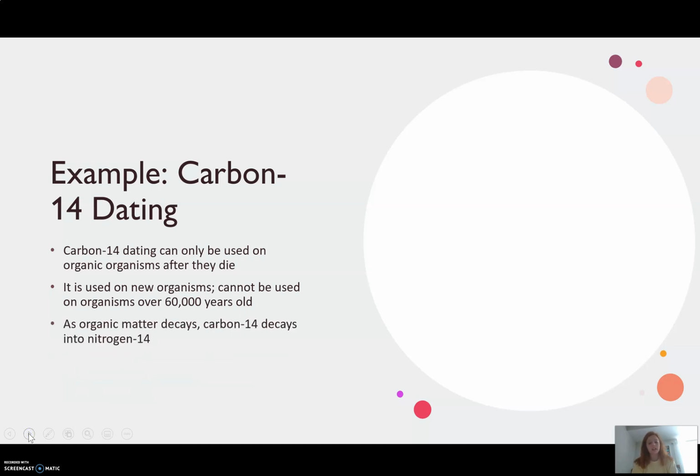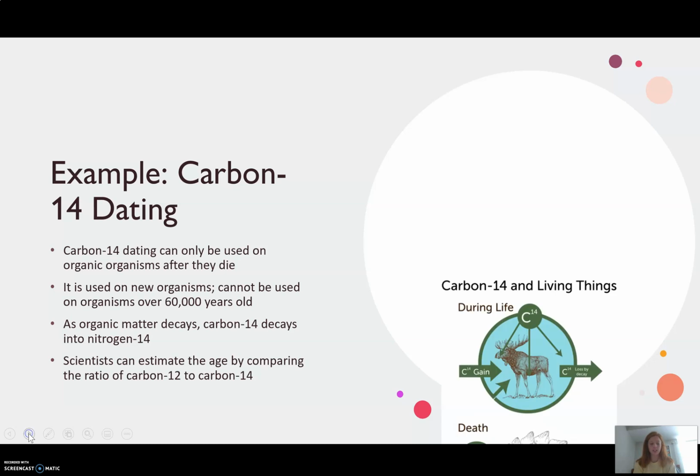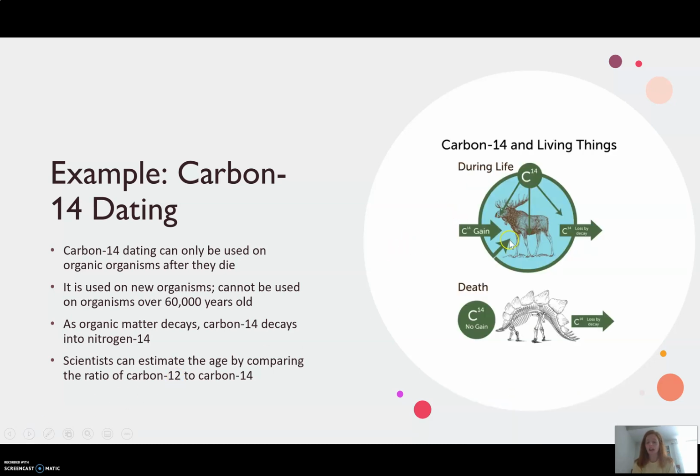As organic matter decays, the carbon-14 within the organism decays into nitrogen-14. So to estimate the age, scientists can compare the ratio of carbon-12 that is still in the organism to the carbon-14 that is left that hasn't decayed into the nitrogen-14. So here's a good graph of it.